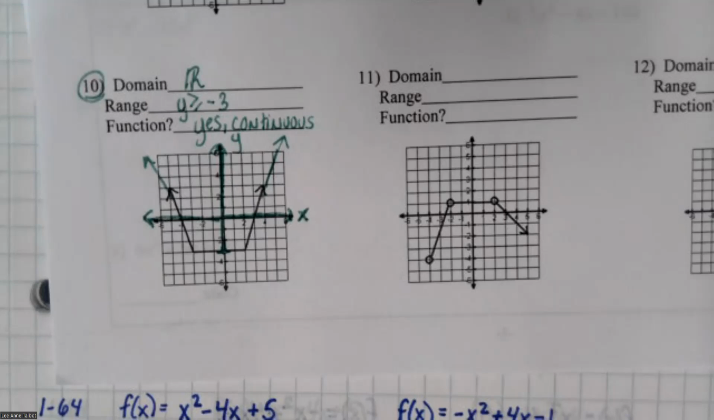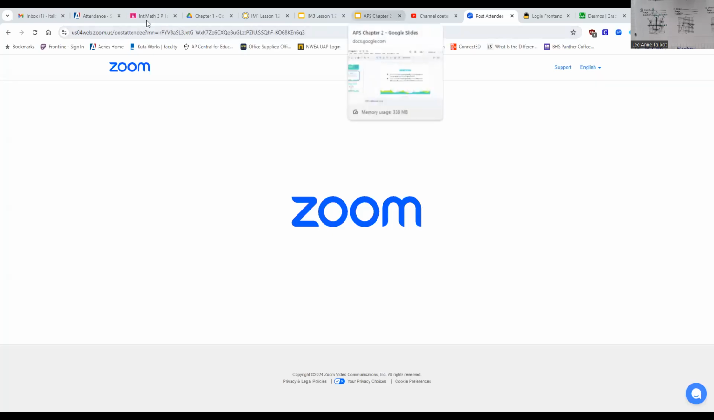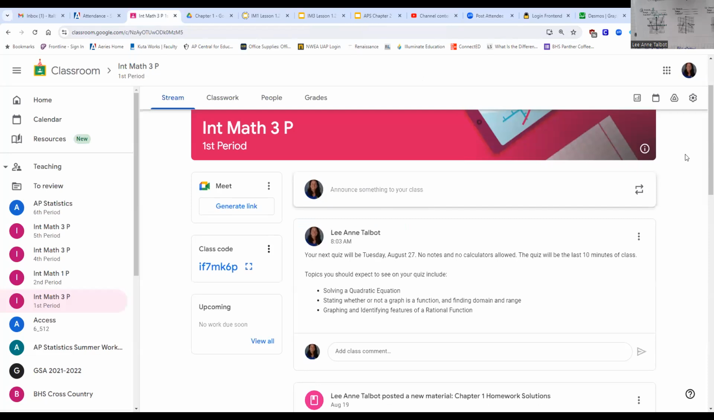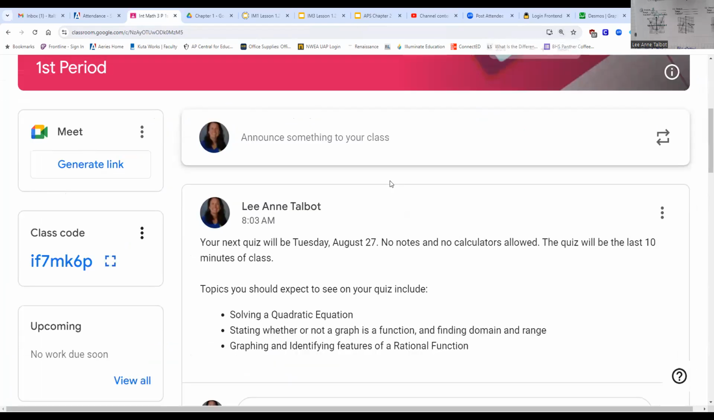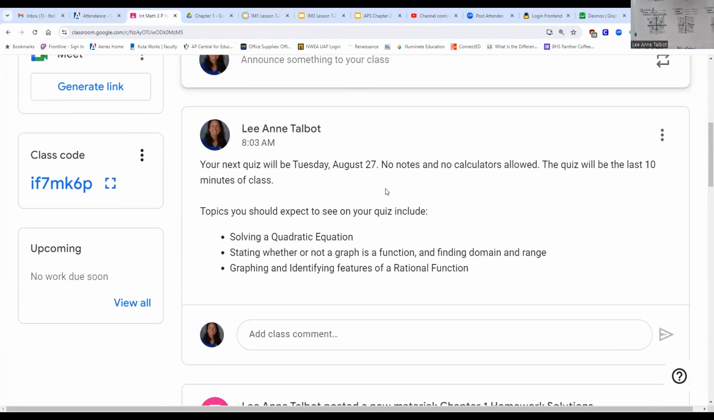Okay, I have two things to show you before we start the lesson for today. First is this. Hold on, I'll make it bigger. I'll shrink the side and make it bigger. Okay. So, your next quiz is Tuesday. You guys can read this, please. It's extremely important. Also, it might be too low for you guys in the back. Your next quiz is Tuesday. No notes and calculators again. The quiz will last 10 minutes.